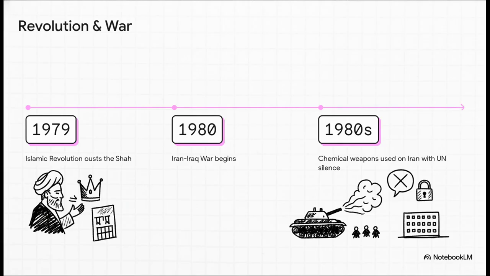And right on the heels of that chaos, the brutal Iran-Iraq War kicks off in 1980. During that decade, Iraq repeatedly used chemical weapons against Iranian civilians. Iran goes to the UN to protest, and what do they get? Total international silence. That was a defining, absolute wake-up call for Iran. It taught them, point blank, that the world was not coming to save them. If they wanted to survive, they were completely on their own.